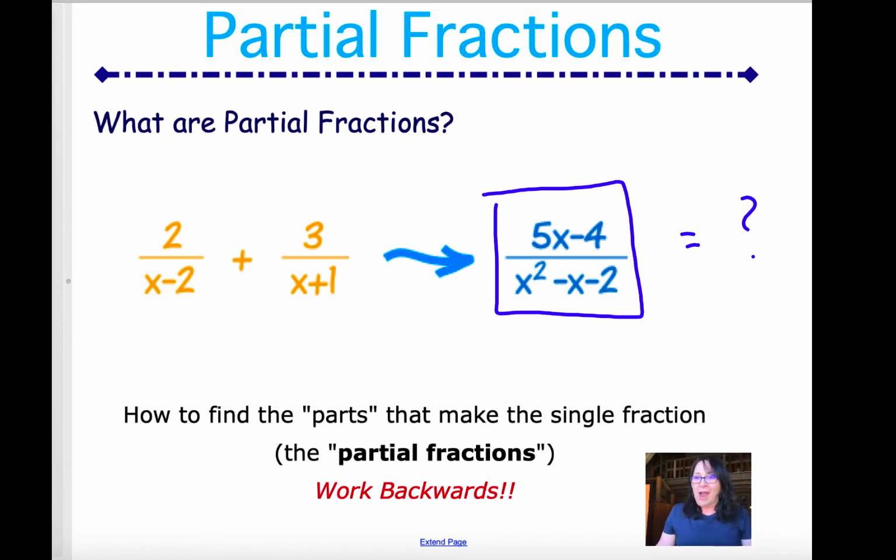Now, partial fractions are super cool because this is like one of the only ways, you know how you say, hey, this is an expression. There's no equal sign.